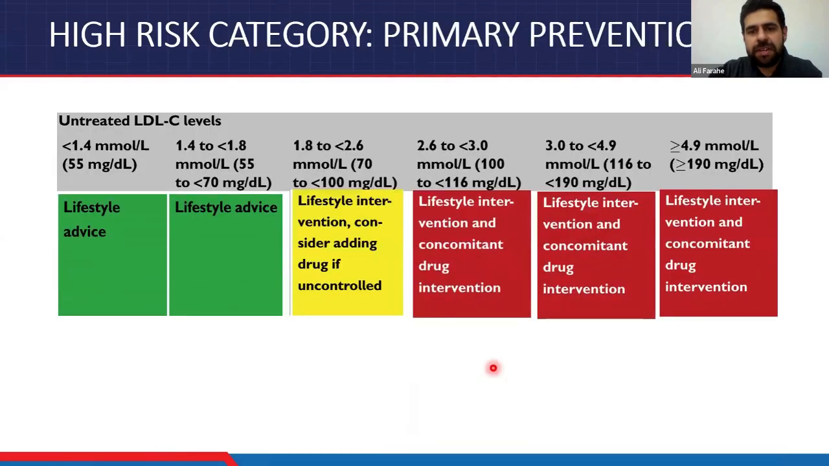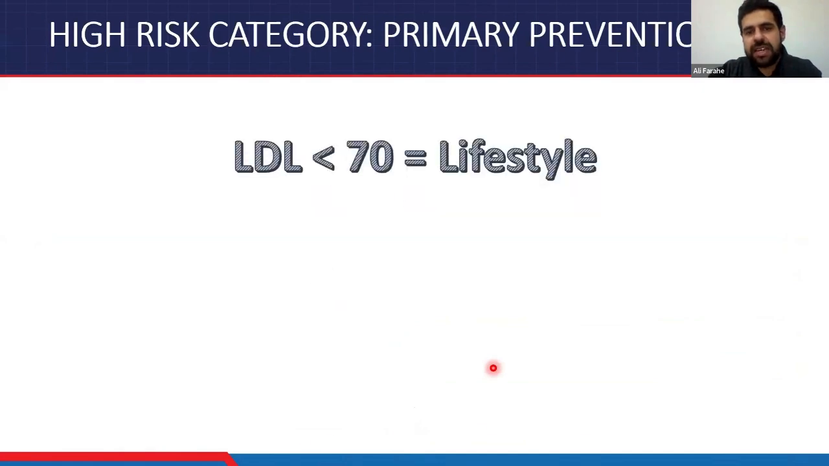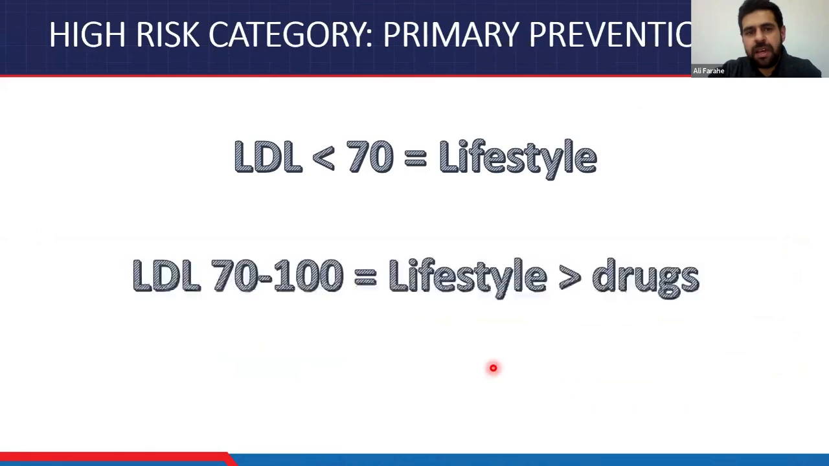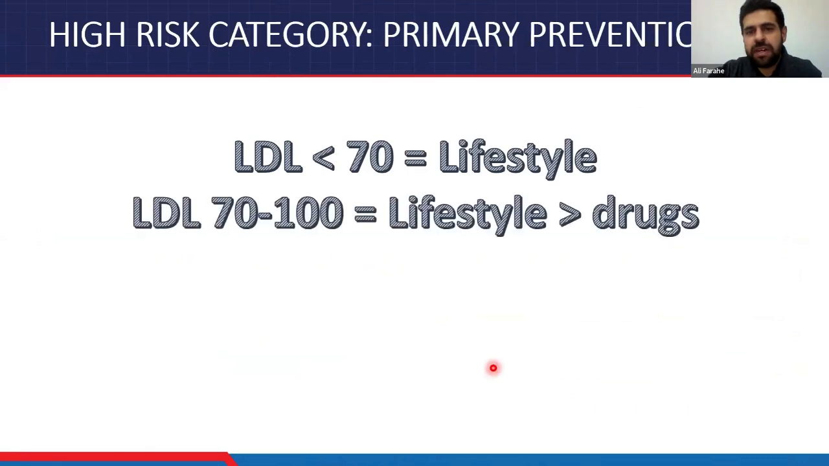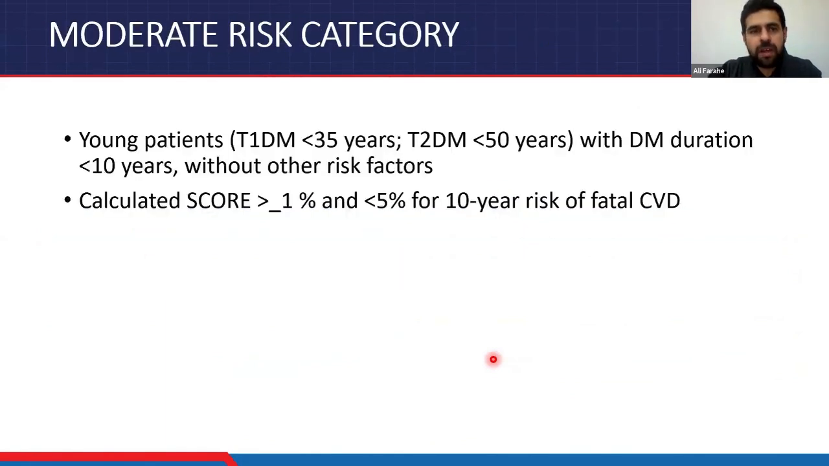Again, I have simplified these criteria a bit. If the initial LDL is less than 70, the only thing to be done is lifestyle modification. If the initial LDL is 70 to 100, lifestyle followed by drugs, and an LDL of more than 100 entails lifestyle plus upfront drug therapy. So these are the last two categories of the ESC guidelines.